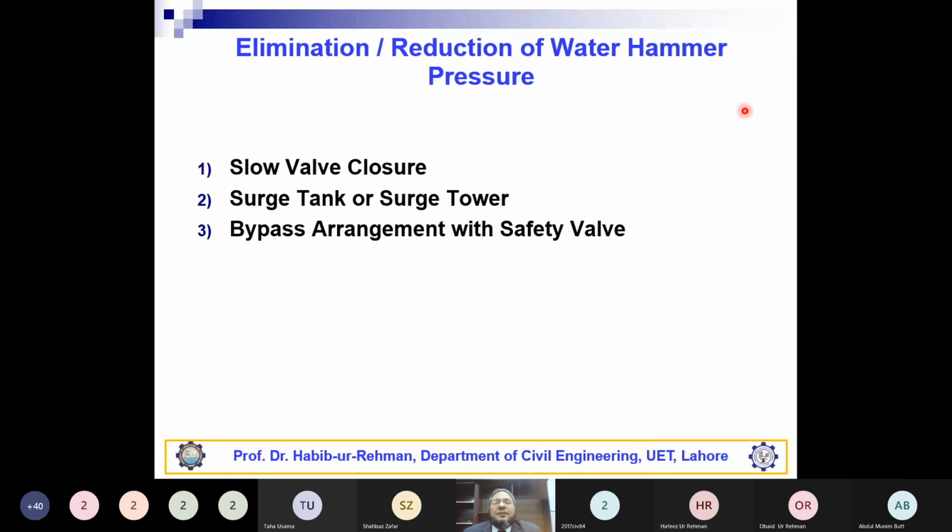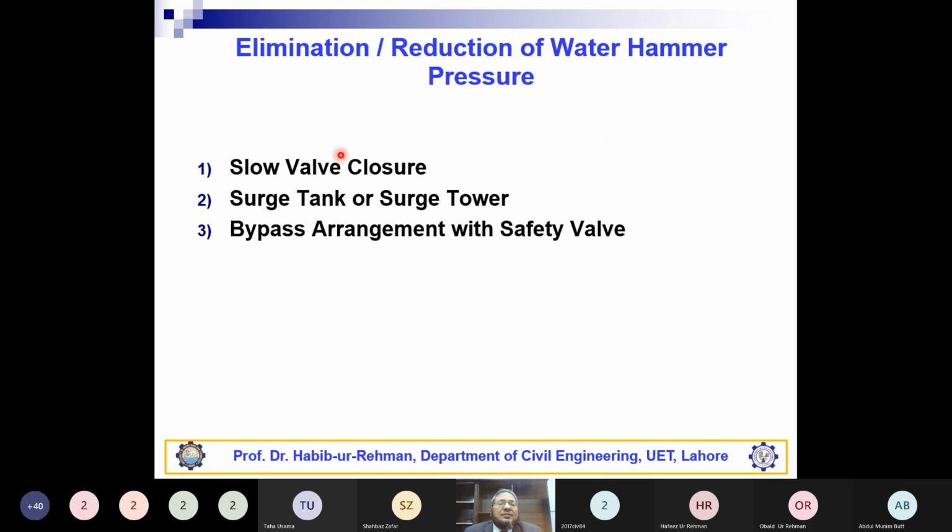Now it's a very important topic: elimination or reduction of water hammer pressure. You know, this water hammer causes extra dynamic pressure in the penstocks. Due to that pressure, we have to design penstocks of very strong material and also of more thickness. So what will happen? The cost of the penstock will increase a lot. That becomes uneconomical, and that's why we should try to eliminate the water hammer, or reduce the effect of water hammer pressure.